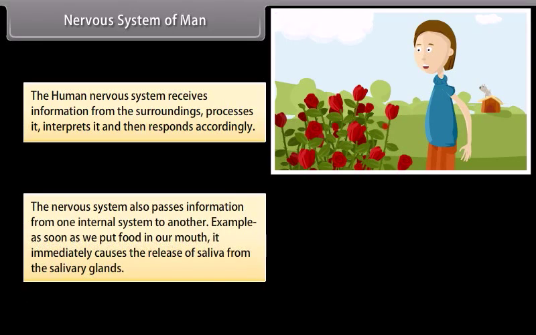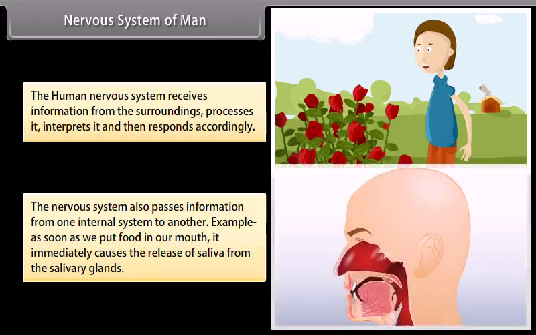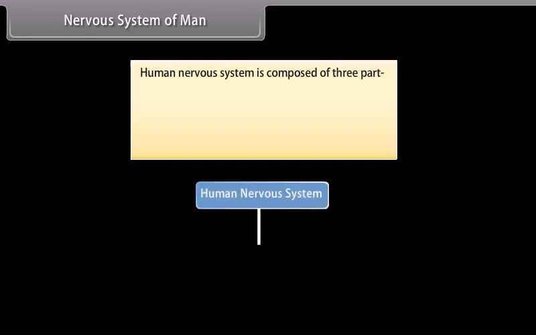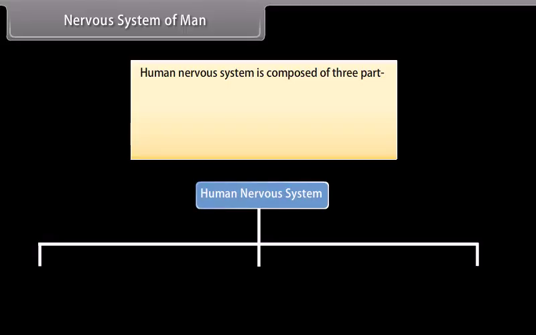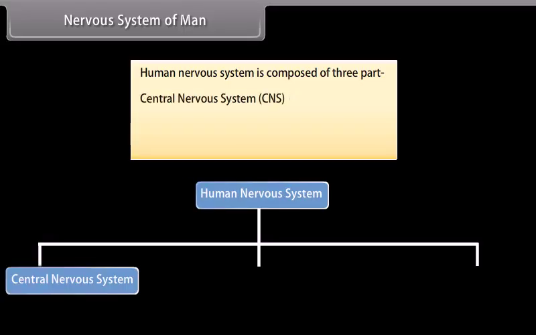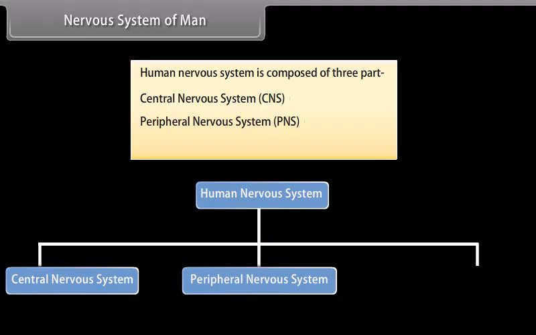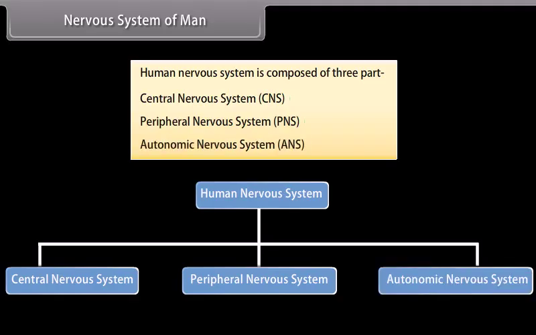The nervous system also passes information from one internal system to another. Example: as soon as we put food in our mouth, it immediately causes the release of saliva from the salivary gland. The human nervous system is composed of 3 parts: the central nervous system, CNS, the peripheral nervous system, PNS, and the autonomic nervous system, ANS.